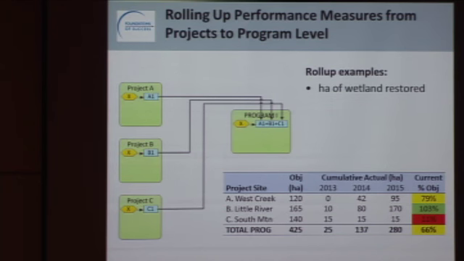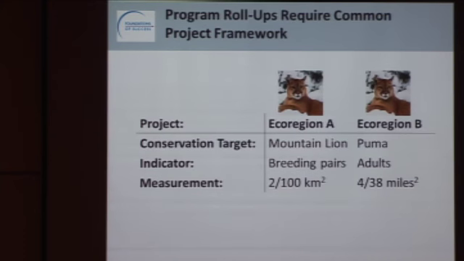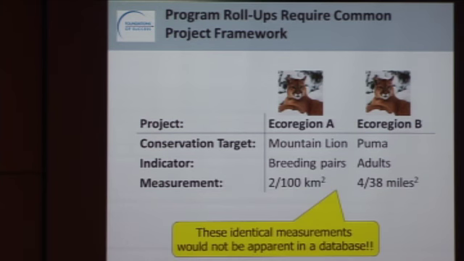In order to do these kinds of roll-ups, there is one minor, well, a bunch of problems, but one of the biggest challenges is this one. If one of the projects or ecoregions is talking about breeding pairs of mountain lion per kilometer squared, and the other is talking about adults of puma per mile squared, even though it's the identical measurement in the same animal, you'll never be able to roll that stuff up. So there's a lot of standardization that has to happen in order to be able to do this kind of thinking and make things work at a program level.